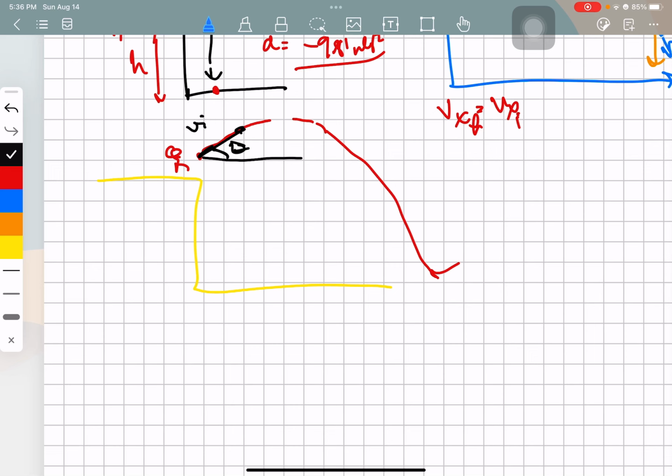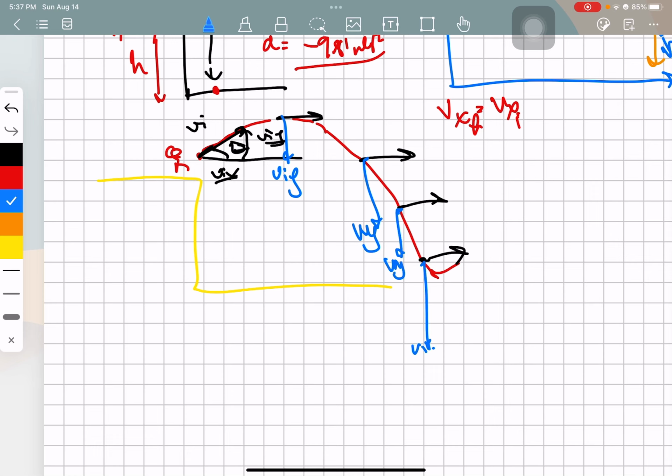And so your VI has two components. You're going to have VIY and VIX, and these two would differentiate what we have, right? So the VIX does not change. It's the same for all of them. But VIY does change. That's your VIY. It gets bigger until it hits the ground, which is right here, right?